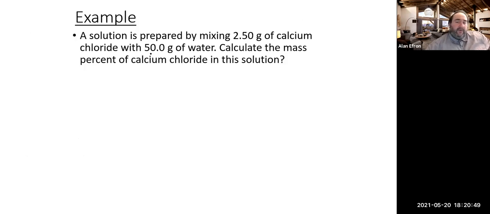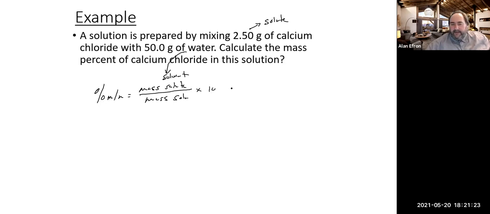So if we go through this, say we prepared a solution by mixing 2.5 grams of calcium chloride with 50 grams of water. What is the mass percent? The 2.5 is the smaller number, which means this is going to be our solute. The water is the larger number, which means it's going to be our solvent. So when we calculate our percent mass to mass, the mass of the solute divided by the mass of the solution times 100%, our solute is 2.5 grams.